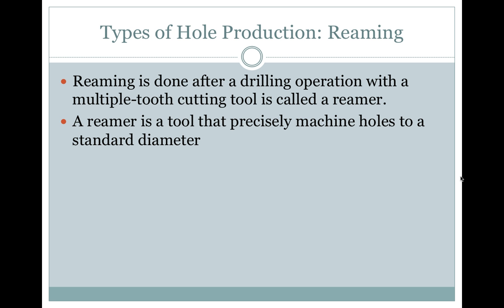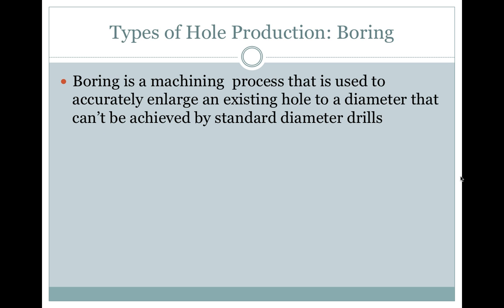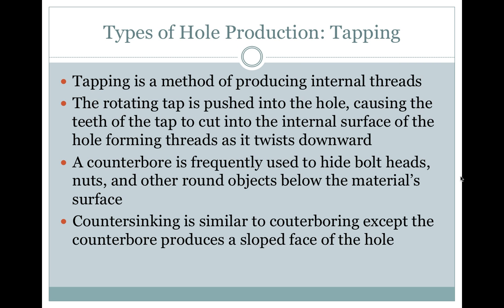Reaming. Reaming is done after a drilling operation with a multiple tooth cutting tool called a reamer. A reamer is a tool that precisely machines holes to a standard diameter. Boring. Boring is a machining process that is used to accurately enlarge an existing hole to a diameter that can't be achieved by standard drill diameters.